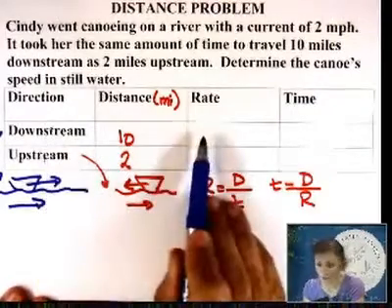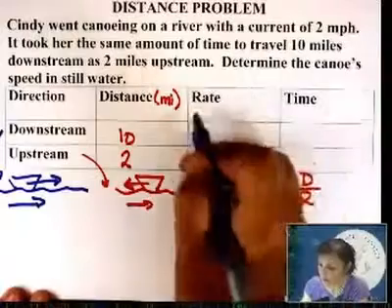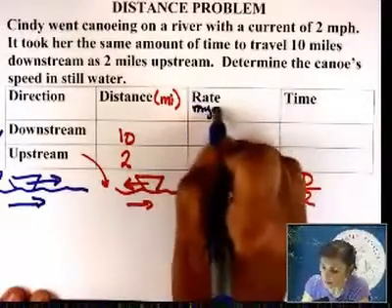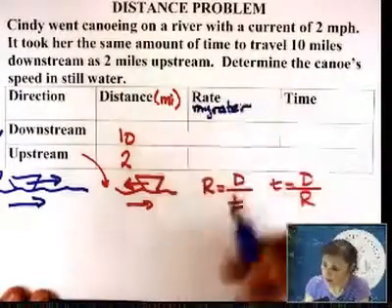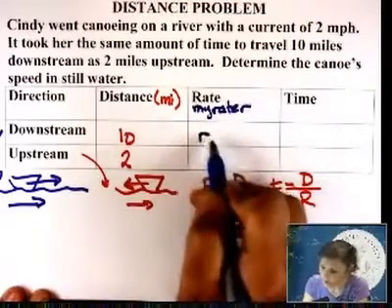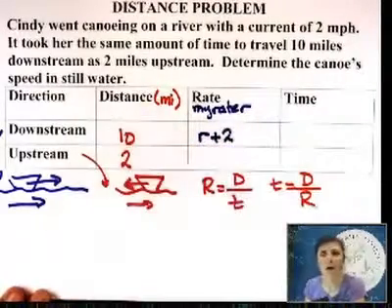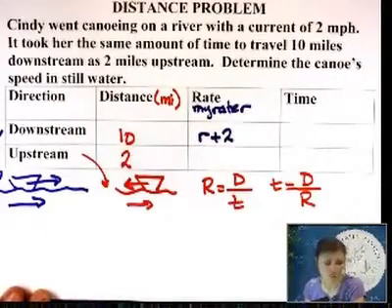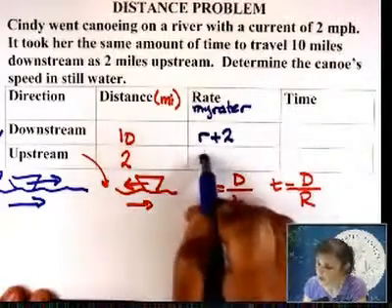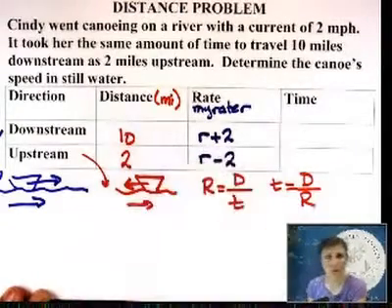When I go downstream, my rate on still water is R. On the downstream, the current is going to help me: my rate plus the current's rate. Upstream, the current is going to work against me.